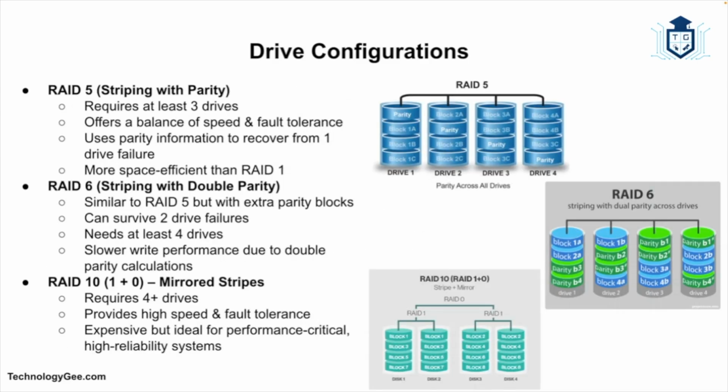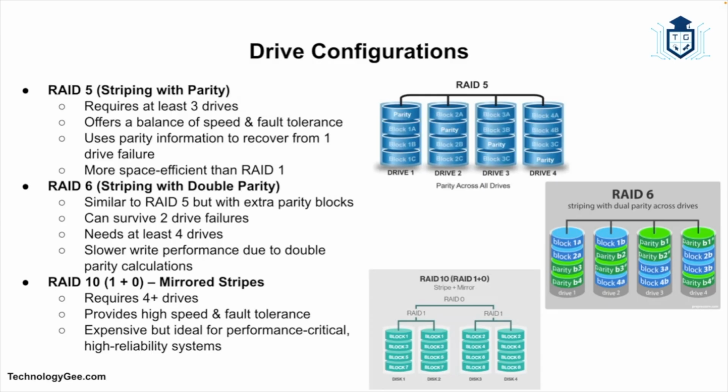You've got RAID 5, and this is called striping with parity, and this needs at least 3 drives. This combines speed with redundancy. So if one drive fails, you can recover data using parity, and this is more efficient than RAID 1.